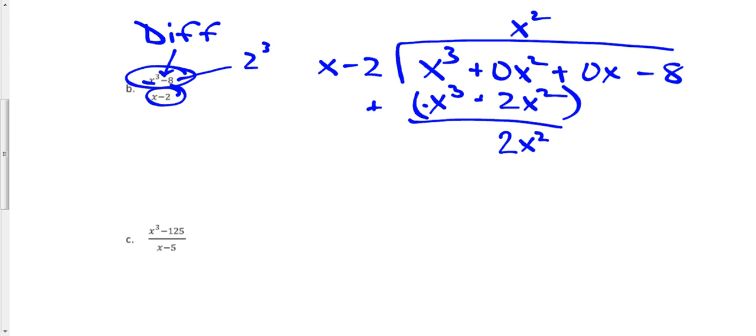Now, how many times, Nick, does x go into 2x squared? 2x, positive or negative, sir? Positive 2x. So I'm going to put that up here. And when I multiply that through, Mr. Smith, what do I get? Oh, before you answer that, John, what did I forget to do before? What did I forget to do down here? Bring down the 0x. Very good.